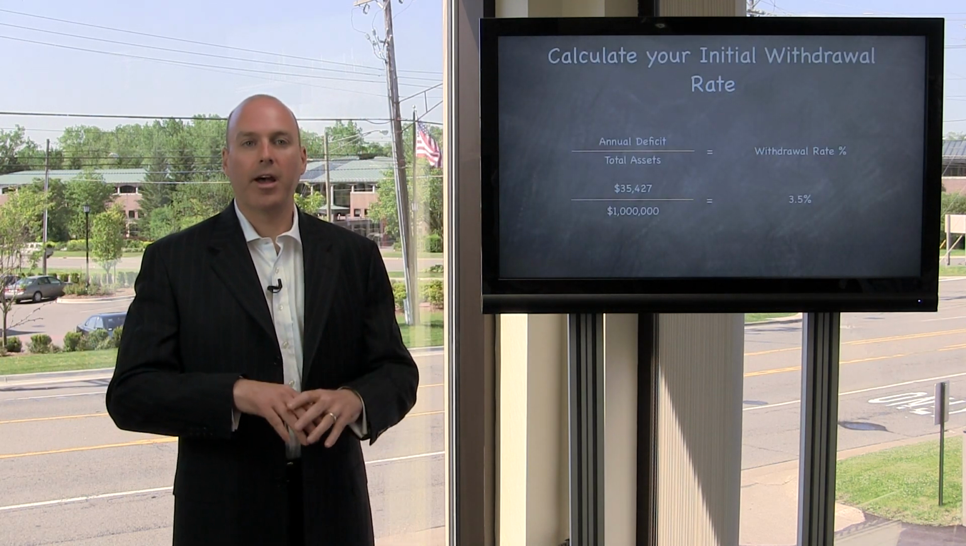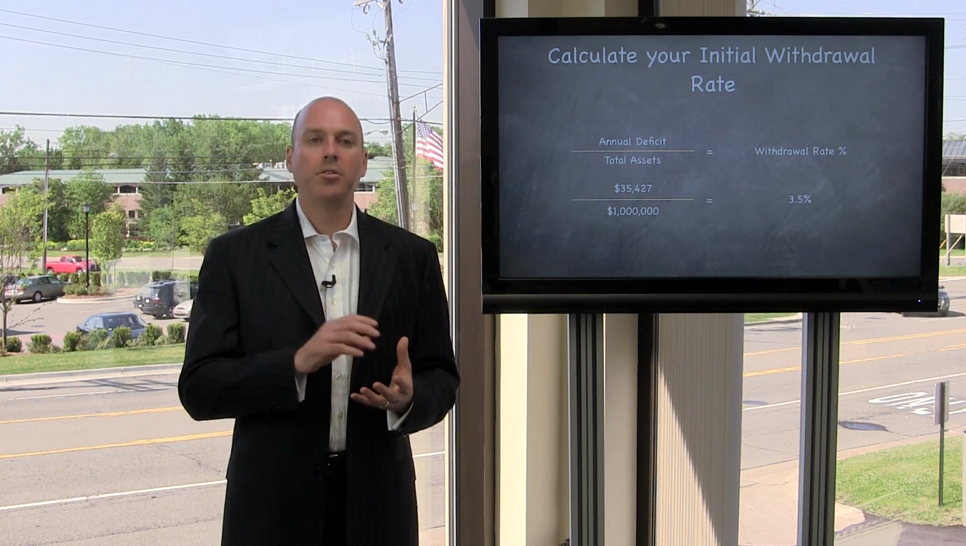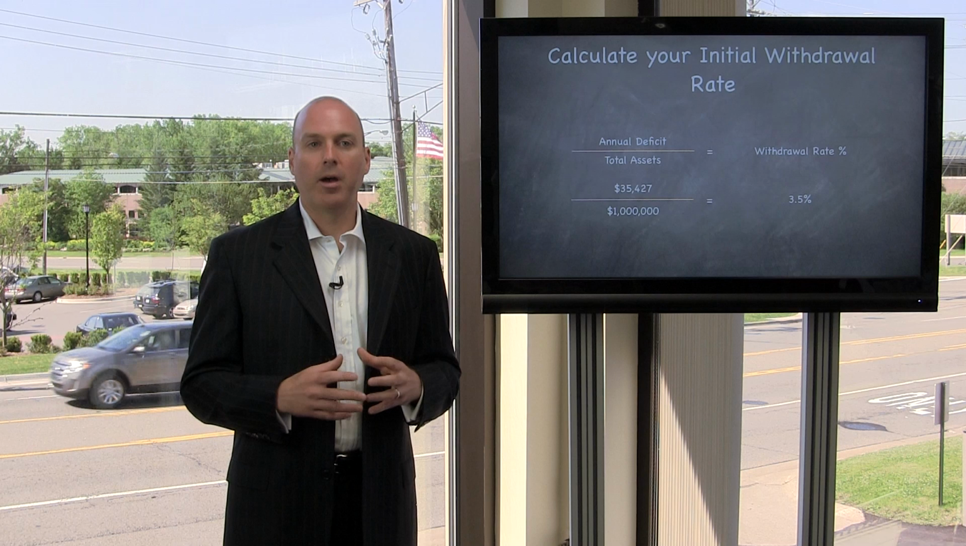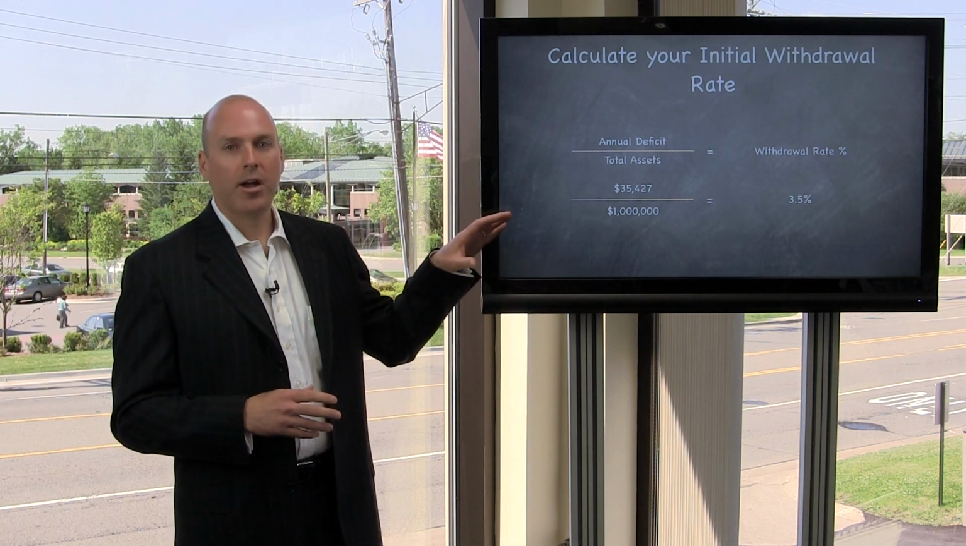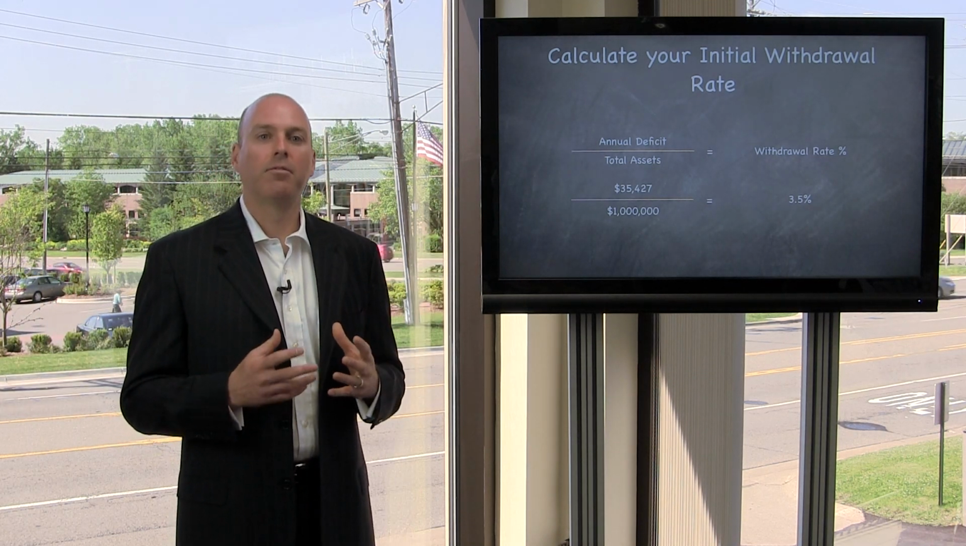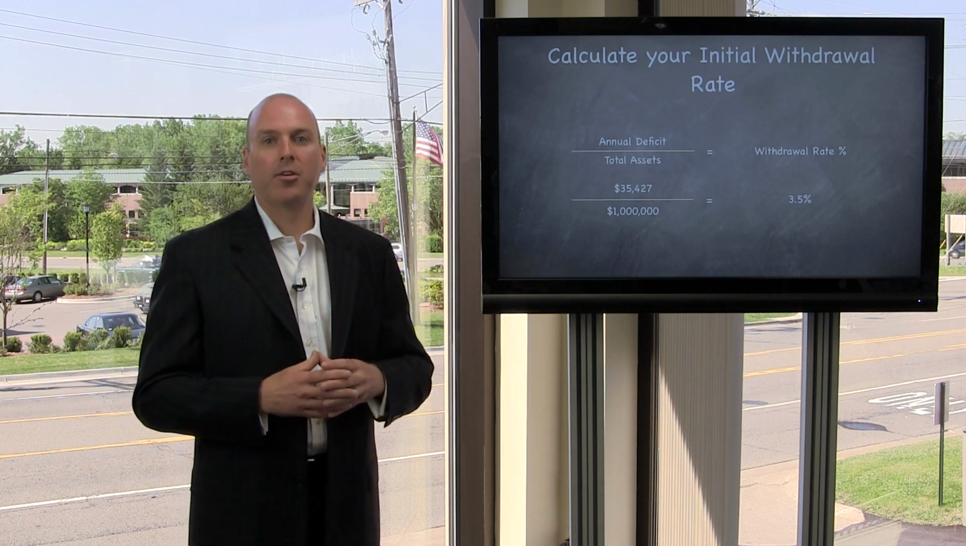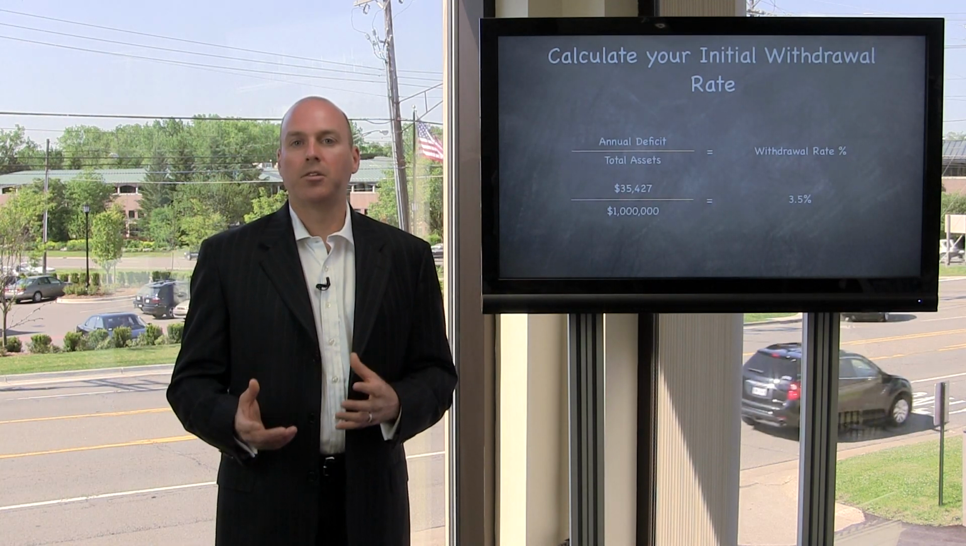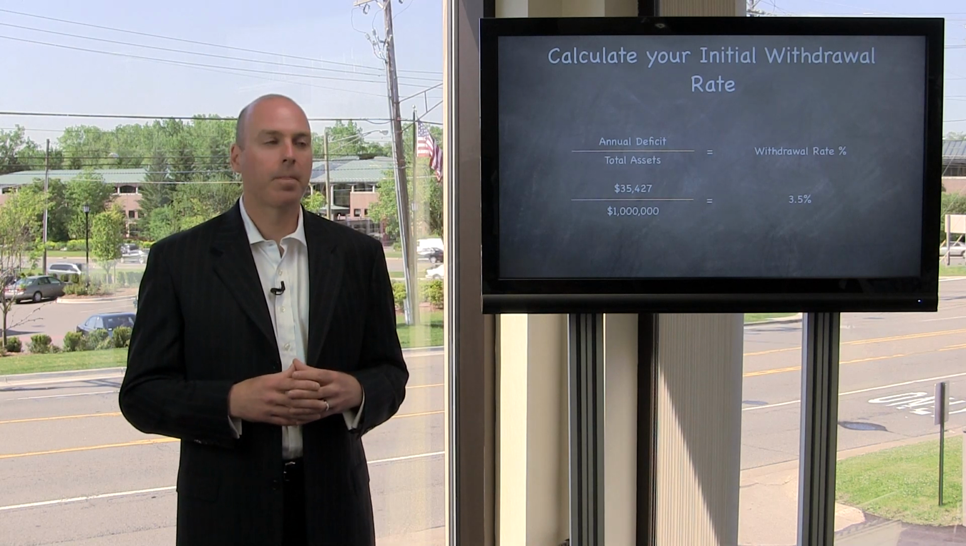What we want to do here is calculate their initial withdrawal rate. And to do that, we're simply going to divide their annual deficit by their total portfolio assets. So for John and Sally, their annual deficit is $35,427 divided by their total portfolio assets of $1 million brings their initial withdrawal rate to just over 3.5%.